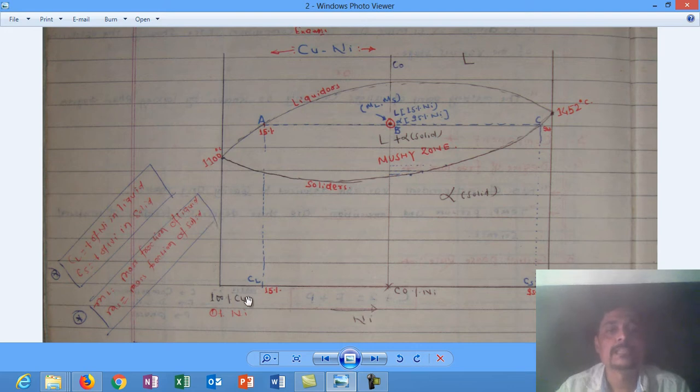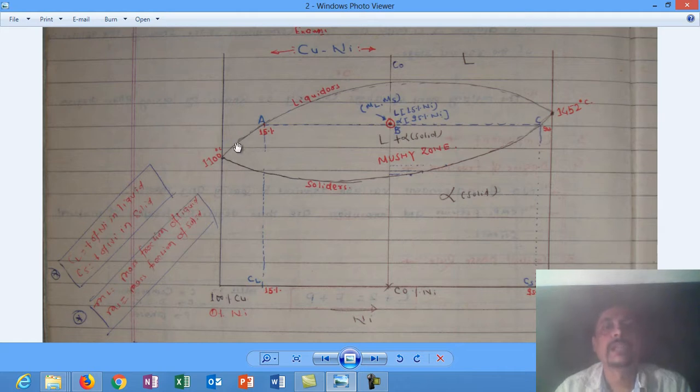Now we are moving on to the vertical axis. Since at this point the percentage of copper is 100%, this is the melting point of copper. The melting point of copper is around 1100 degrees centigrade. Similarly at this point it is 100% nickel, and 1452 degrees centigrade is the melting point of nickel. You just need to remember this. This is the second point we have to understand.